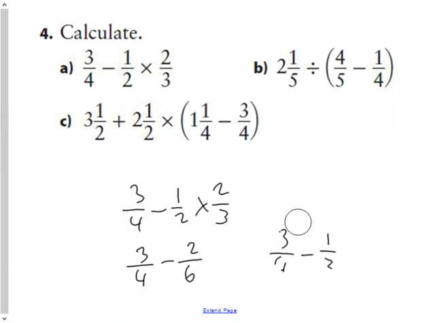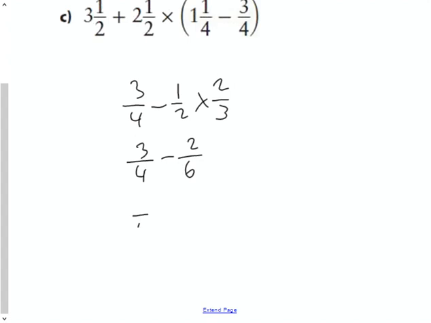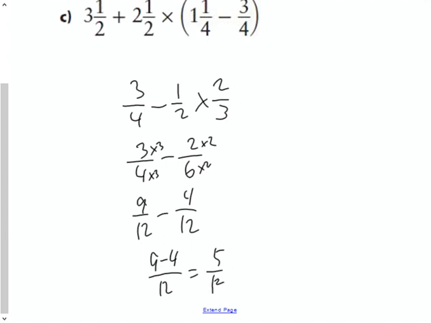I'm not going to do it, just to show you that we are going to get the same answer if you did do it. Common denominator will be 12. Equivalent fraction to 3/4 is 9/12. Equivalent fraction to 2/6 is 4/12. And once you have that, you're going to subtract your numerators and keep your denominators to give you a final answer of 5/12.